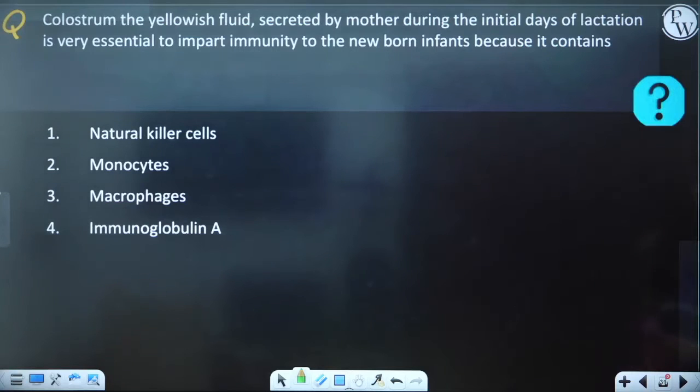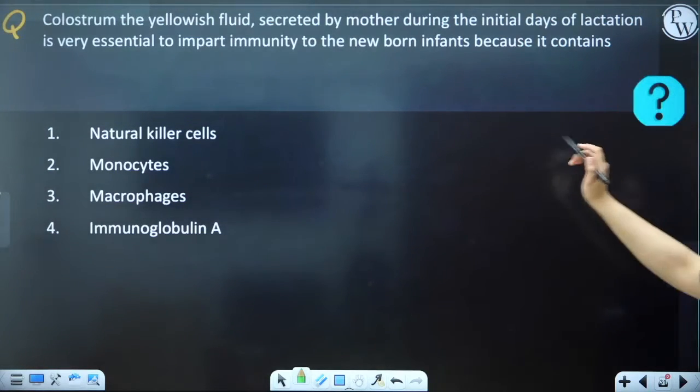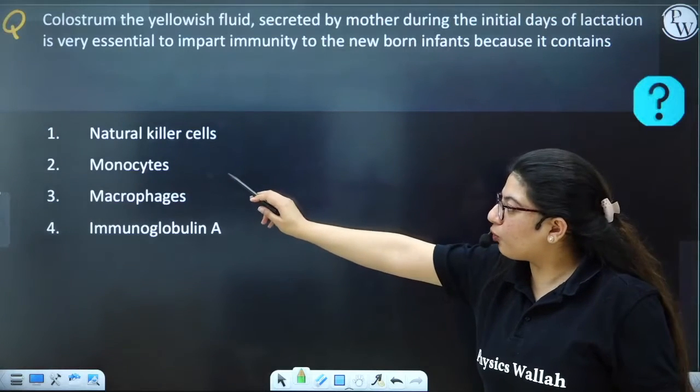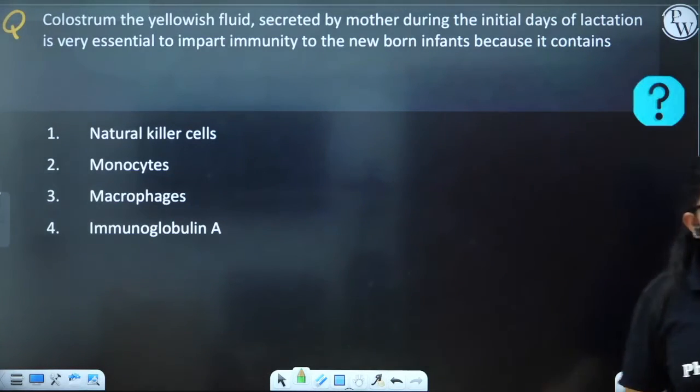Colostrum, the yellowish fluid secreted by mother during the initial stages of lactation, is very essential to impart immunity to the newborn infant because it contains natural killer cell, monocyte, macrophage, immunoglobulin A.